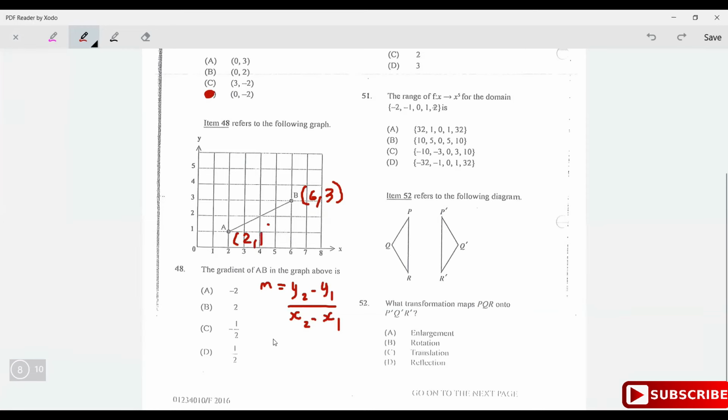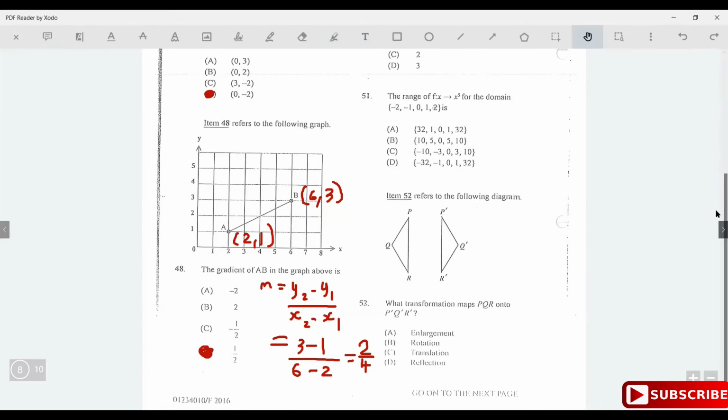And so the gradient of this line is y2 of 3 minus y1 of 1 over x2 of 6 minus x1 of 2. Now 3 minus 1 is 2, and 6 minus 2 is 4. And so 2 over 4 is a half. That is option D. Nice and easy, soft, with a capital T. All right, moving right along.